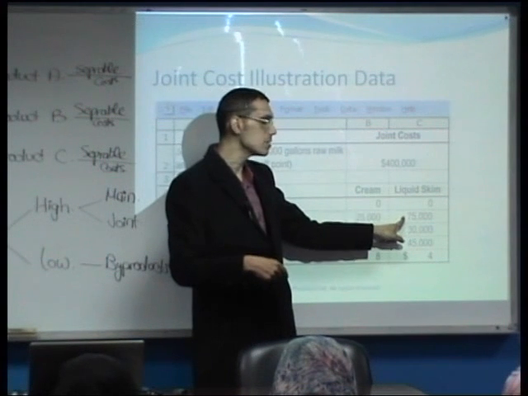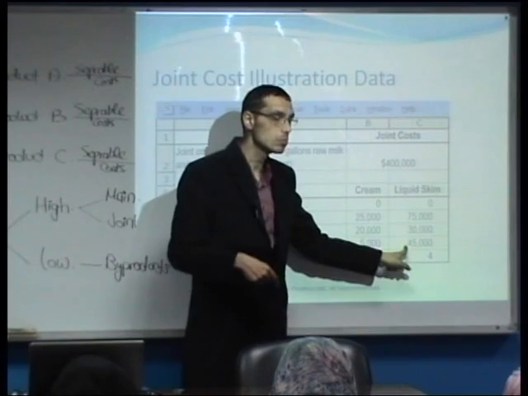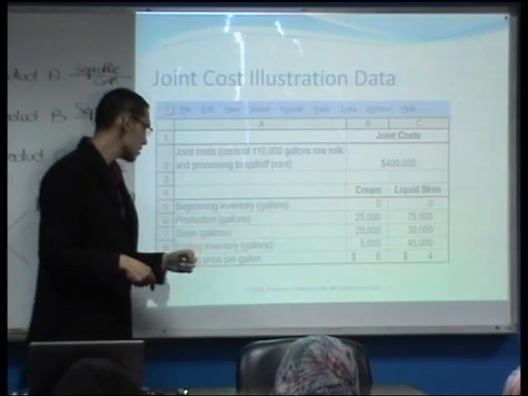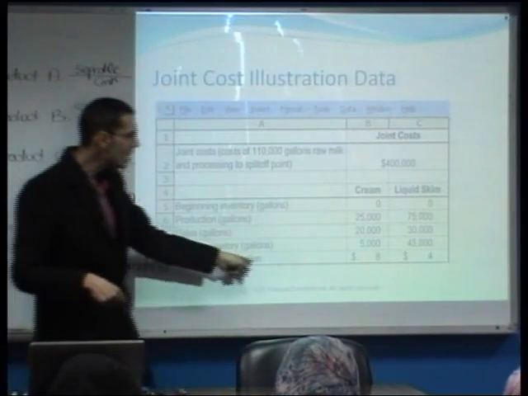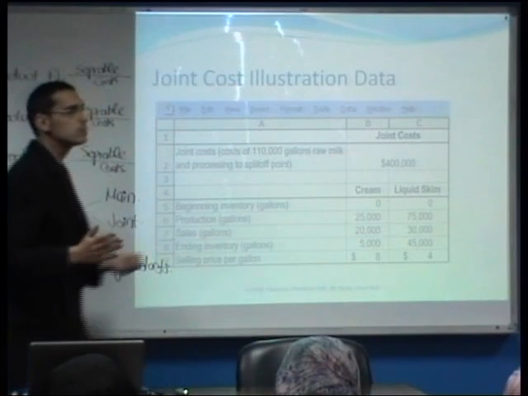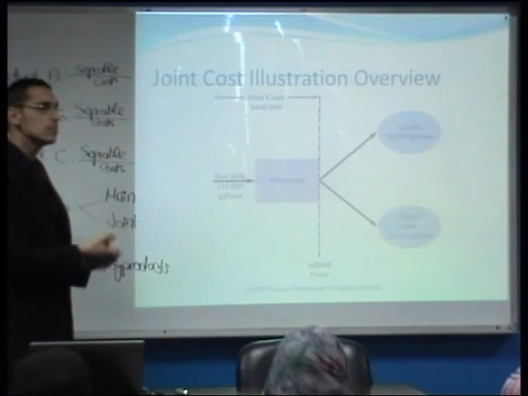If we had available 75,000 and we sold from them 30, therefore the remaining would be 45, which is an ending inventory, of course, in gallons. The selling price per gallon is $8 and $4. Now, of course, this is an illustration.